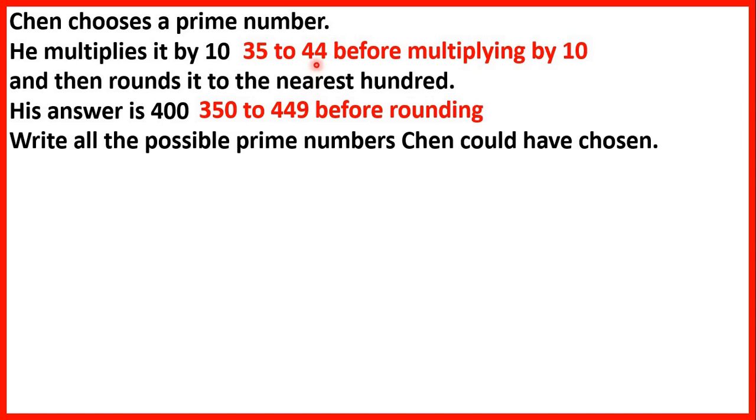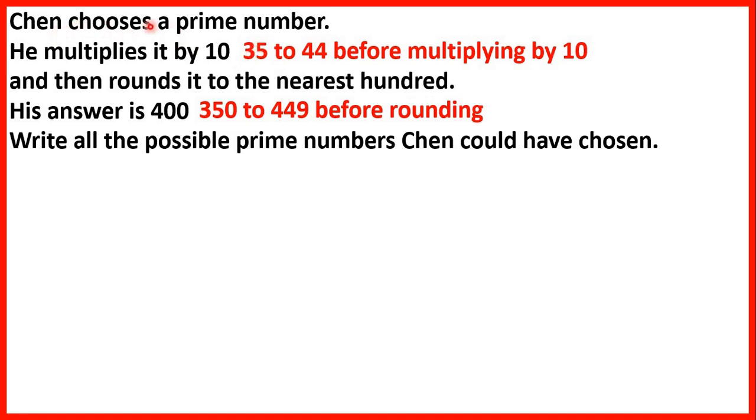But that's a decimal, and prime numbers are not decimals. So really, he had between 35 and 44 before multiplying by 10. So he had numbers between these numbers at the start.